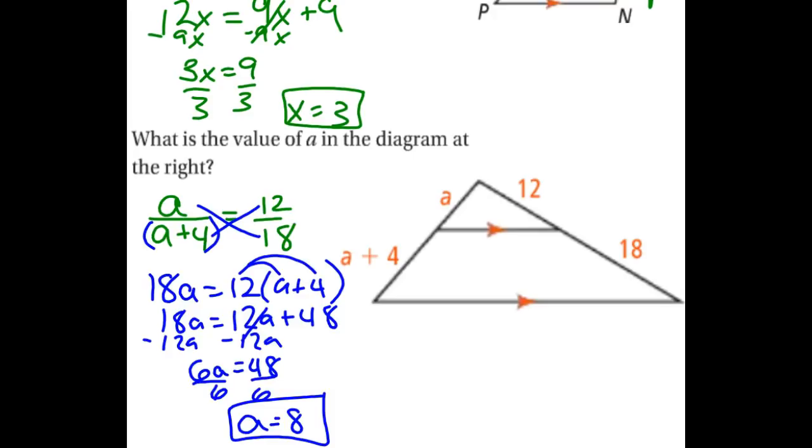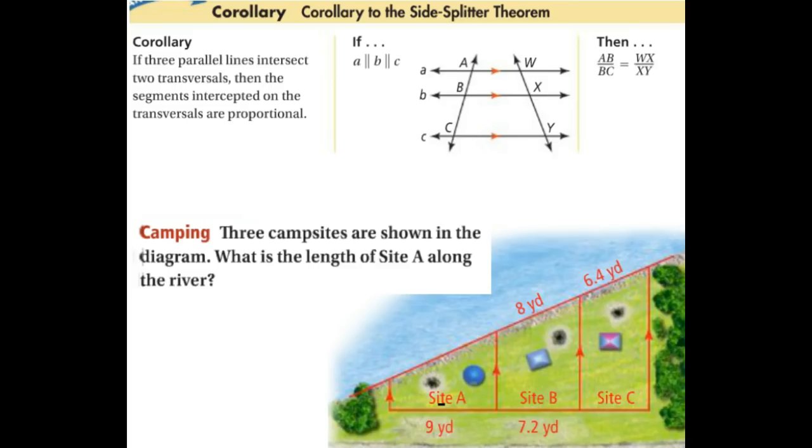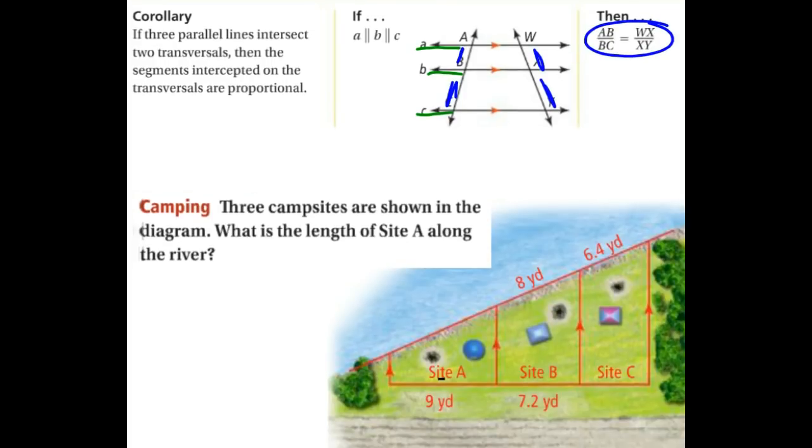The side splitter theorem can be applied to things that are not just triangles, and so we have this corollary that allows us to do a little bit more. It says that if I have 3 parallel lines to begin with instead of a triangle, say A, B, and C, it cuts the chunks into proportional chunks. So from A to B and from B to C is proportional to WX to XY, as you can see right there. Okay? So it's kind of nice because it allows us to solve problems like this next one here.